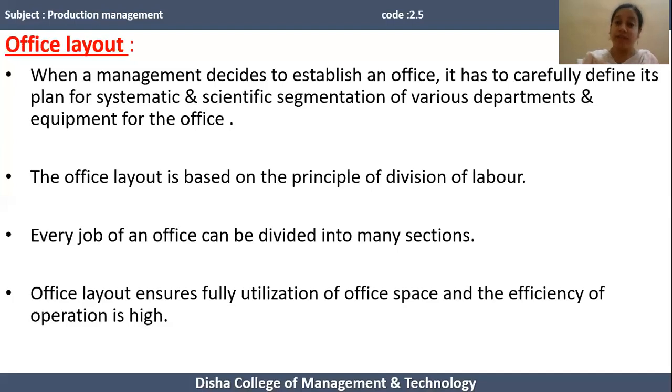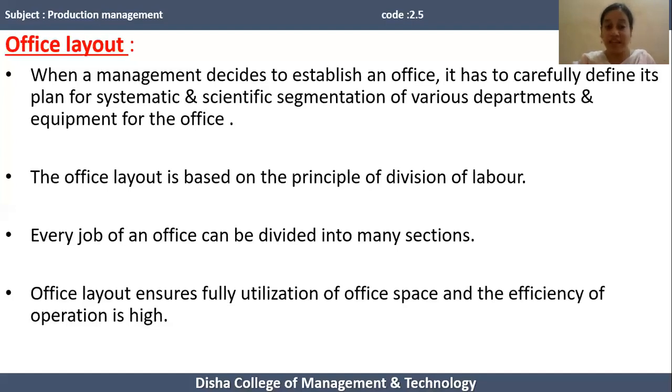So the superintendent of an office can identify where different sections should be located, where the equipment should be installed, and the sequence of arranging different equipment. These things can be done by the superintendent if the superintendent uses a particular type of layout.